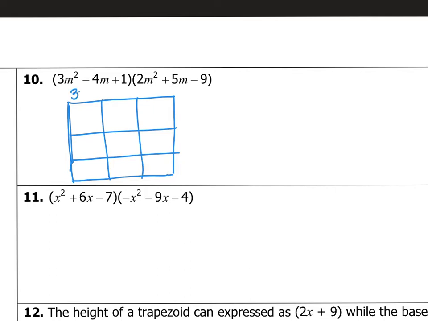So I'm going to write 3m squared minus 4m plus 1, 2m squared plus 5m minus 9. And as long as your grid has the same dimensions, like if it's 3 by 3, it doesn't matter the order you write them in. If it's 2 by 3, you got to write the 2-term polynomials wherever you have 2 slots. You got to write the 3-term polynomial where you have 3 boxes. Okay, so I'm going to multiply all this out.